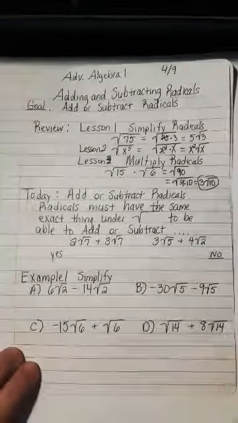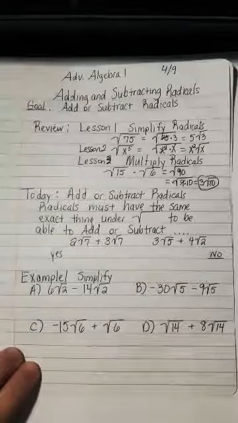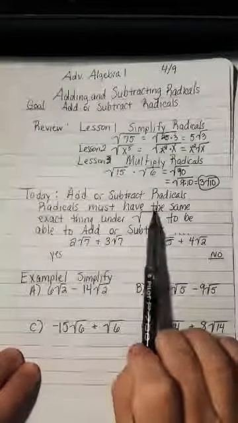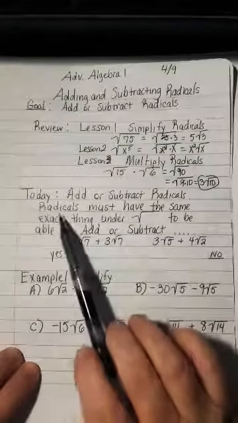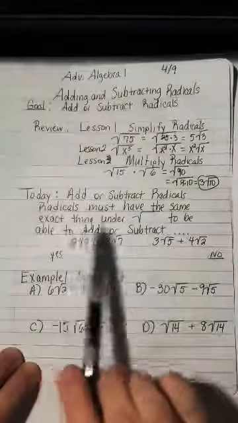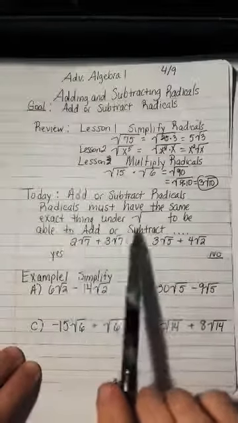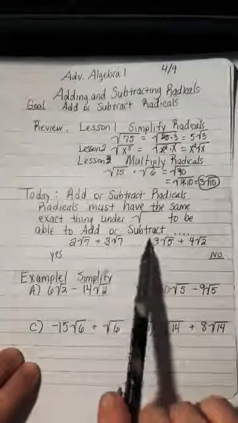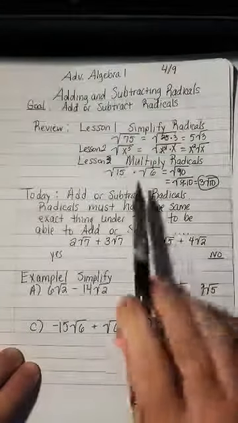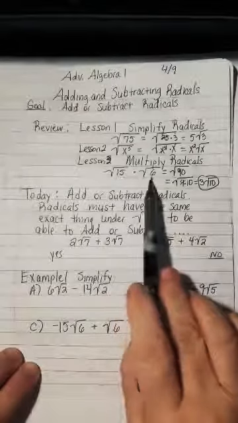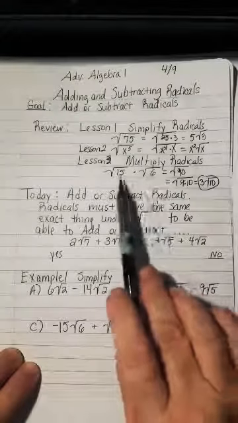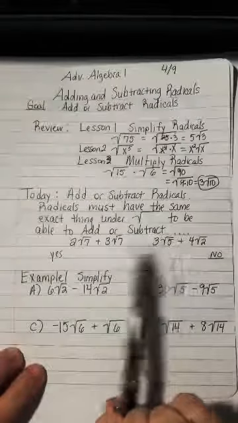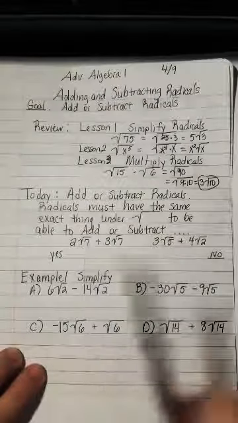Okay. So what we're going to be doing today is adding and subtracting radicals. And this is a very important rule right here. It says radicals must have the same exact thing under the square root symbol to be able to add or subtract. So when you multiply, you don't have to have the same numbers under there, or the same variables. But when you add, you do. So if you look at these two problems, I wrote two problems down.